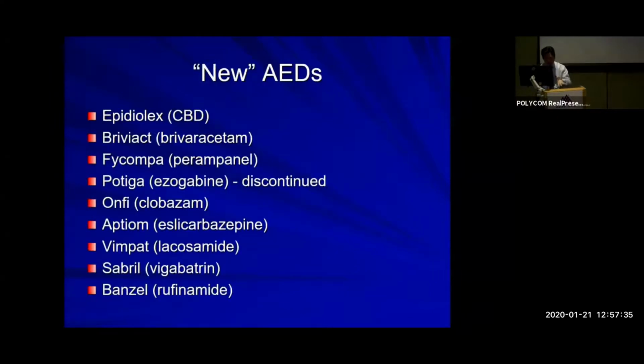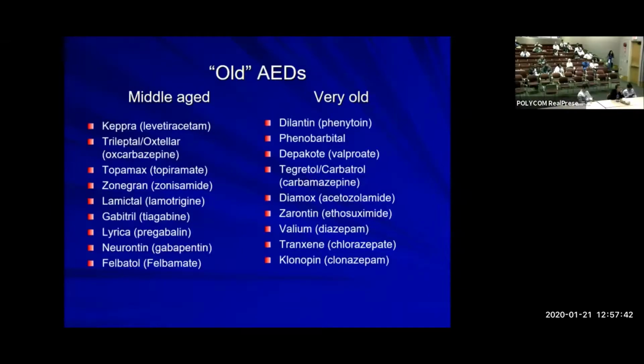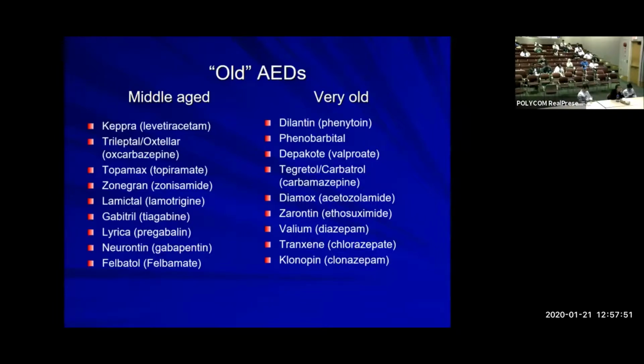So I just listed all these drugs. There are new drugs and middle-aged and very old drugs. There are over 24 medications available for seizures on the market, and so you should at least play with them. But you have to know every nuance, the details of each one.